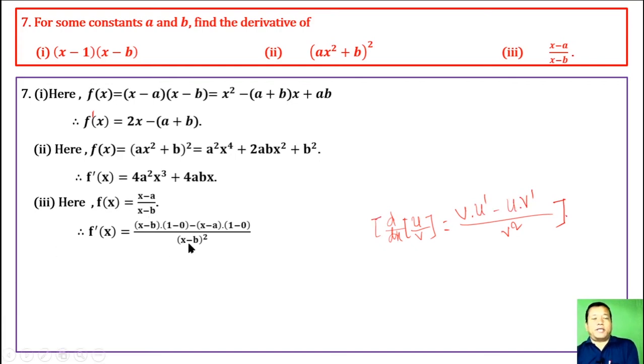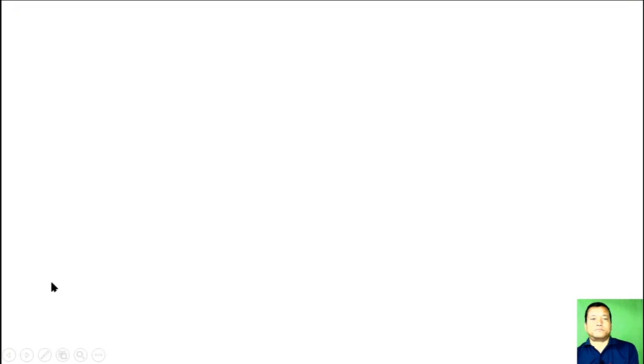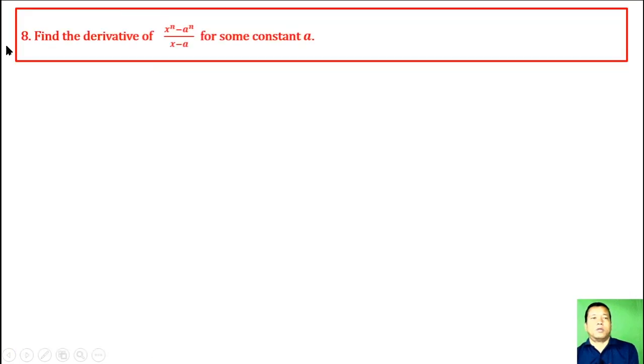Denominator remains unchanged in numerator into derivative of x minus a is this, minus numerator remains unchanged into derivative of denominator is this, whole divided by square of the denominator. Factorize, we get this.